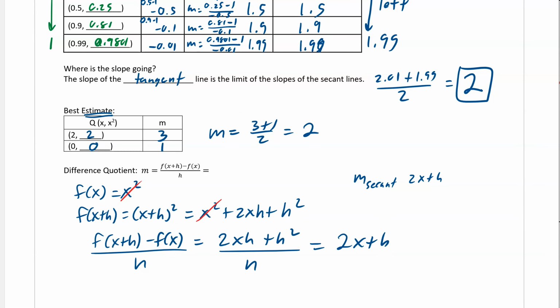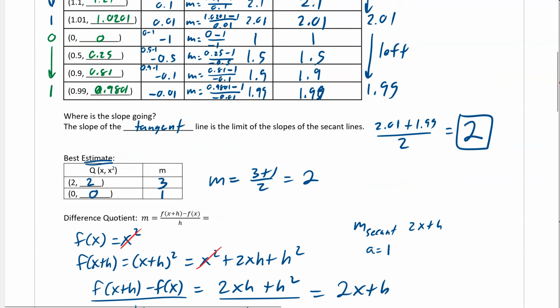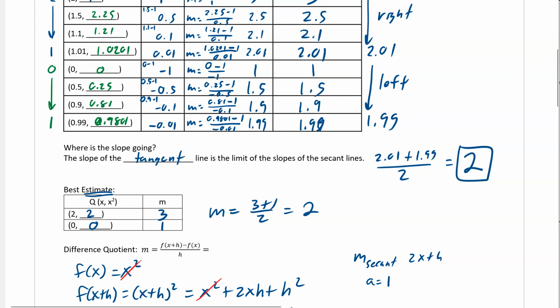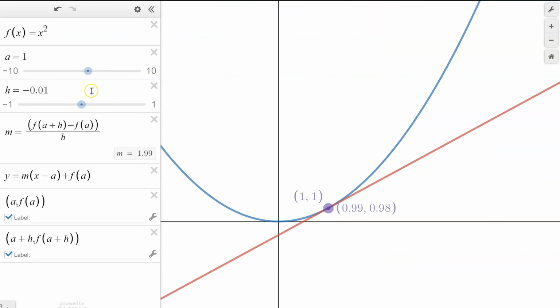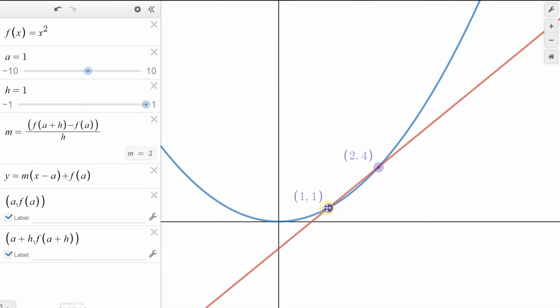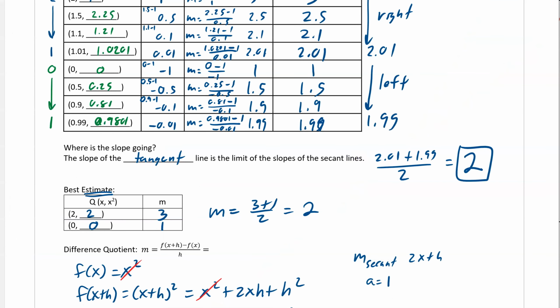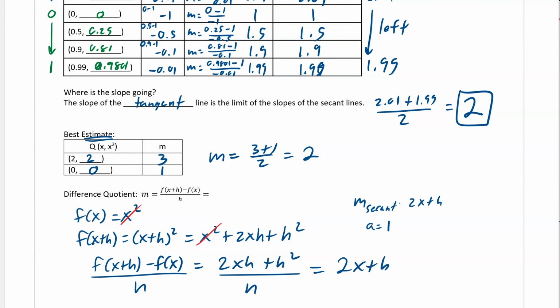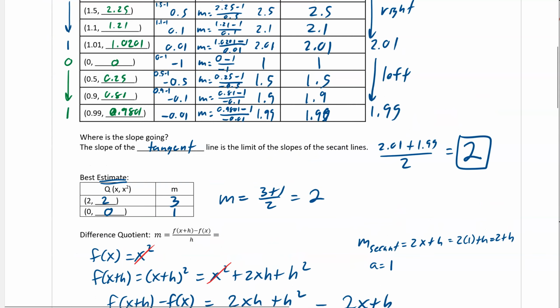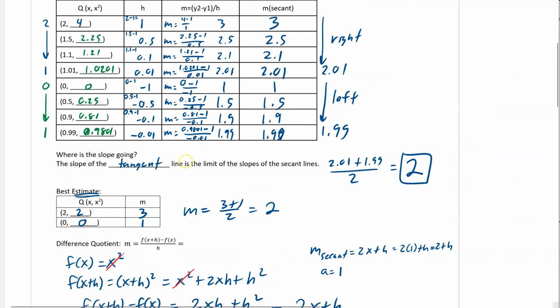Our x is our starting point. So our a here is 1. So that's the point we're starting at. So what you're looking at is this. We're going from 1, 1 to h units away. So we're at 1. H units away is 1 unit away. So our a is 1. So the slope of our secant then would be 2 times 1 plus h. It's just 2 plus h. And if you go back and look at it, you can see that that's what we got.